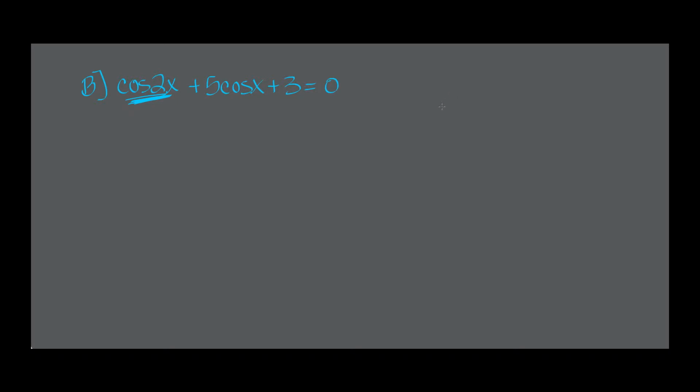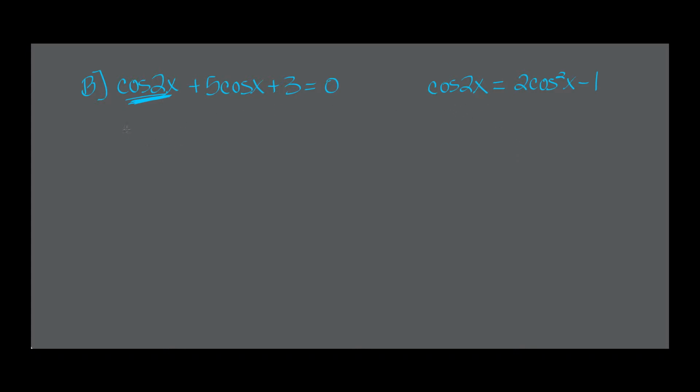And it doesn't really make sense to choose one of the identities for cosine of 2x that involved sine squared, because then we're introducing another trig function here that's not going to be really useful to us. We want to keep it all in the one function, cosine. So I'm going to use the 2 cosine squared x minus 1 version of this identity.